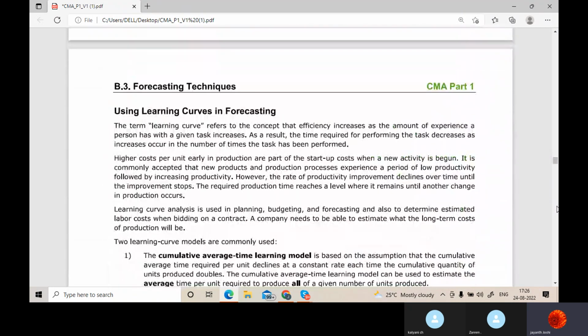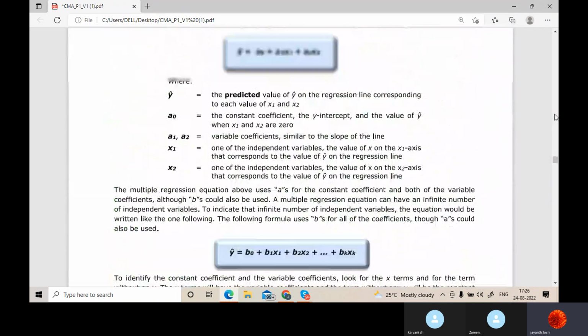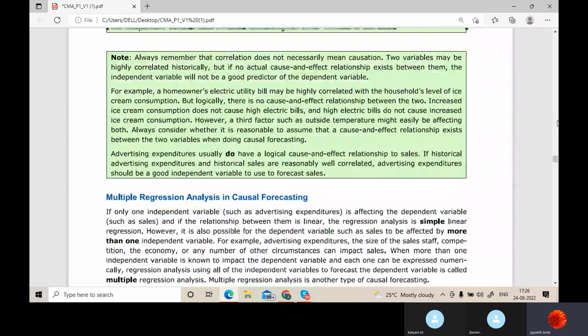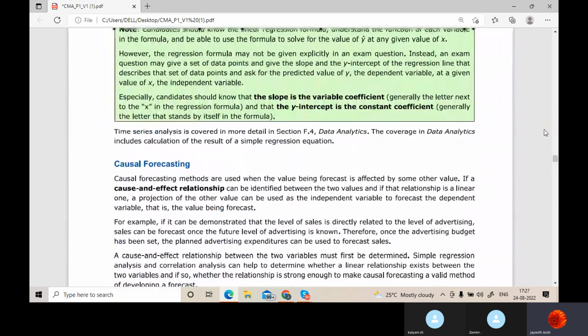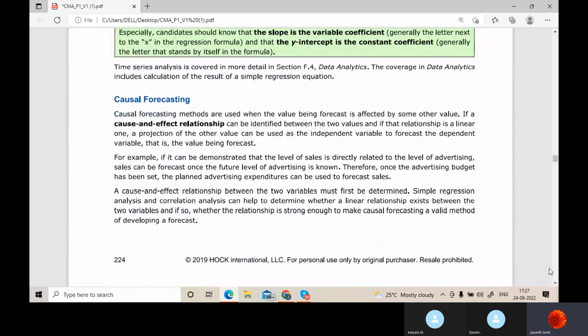Okay, I am going to wind up this unit also today. So, multiple regression analysis in causal forecasting. See, multiple regression. Okay, what is causal forecasting? Causal forecasting methods are used when the value being forecast is affected by some other value.